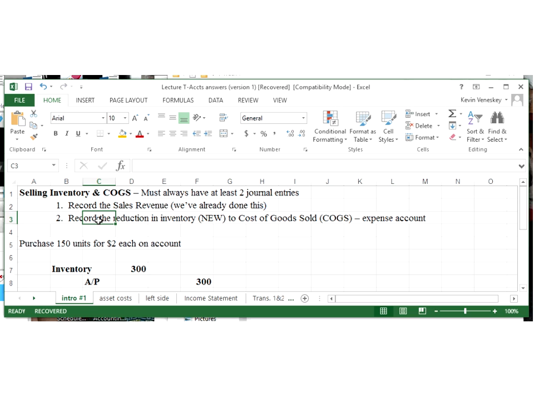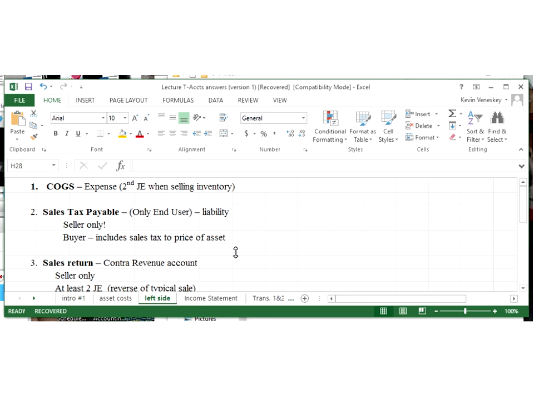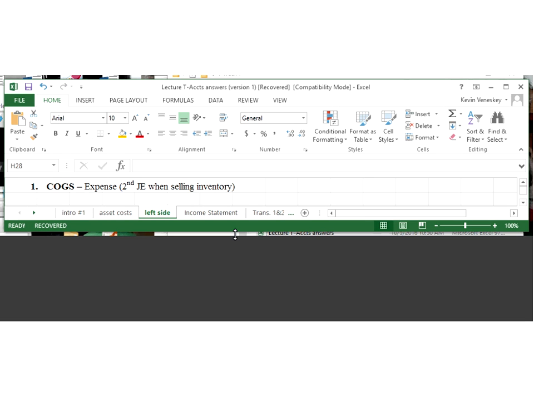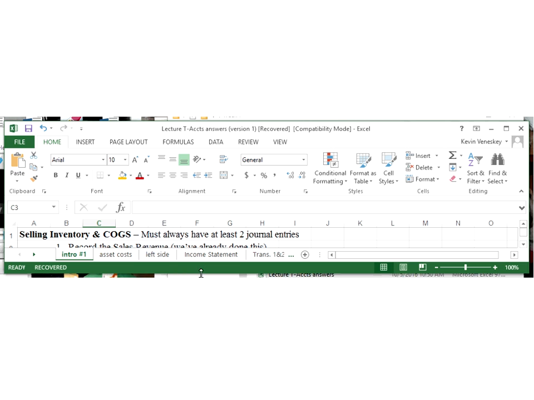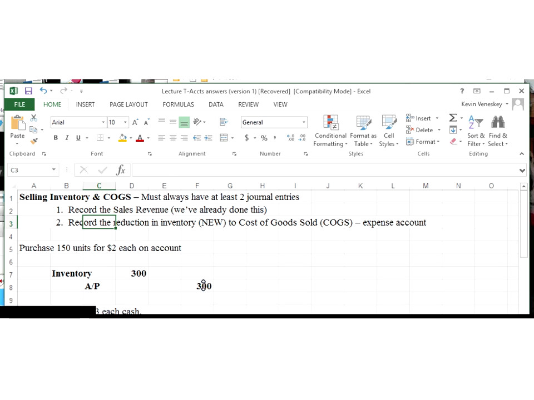But when I turn around and sell it, then I'm going to remove the inventory, and I'm going to create a brand new account to us called Cost of Goods Sold. We're going to usually abbreviate it just as COGS, C-O-G-S. And that falls as an expense account. So that's the first new terminology that we're going to look at for this week, Cost of Goods Sold. It's an expense account, and it's something that we debit like any other expense in that second journal entry when we have a sale.